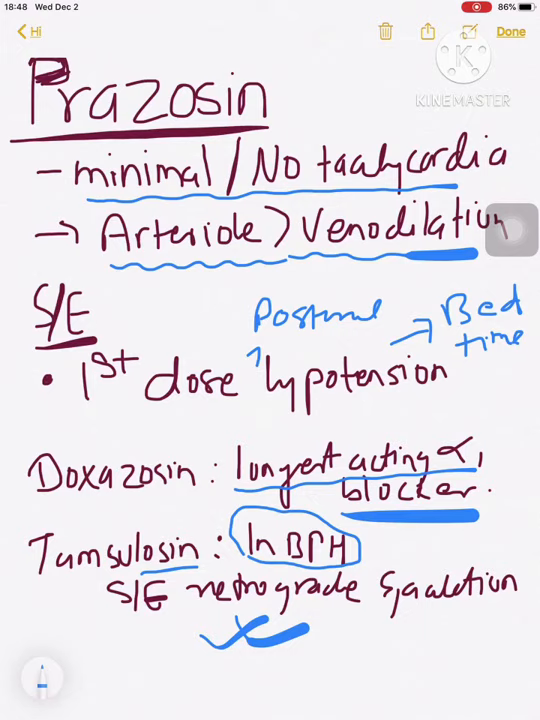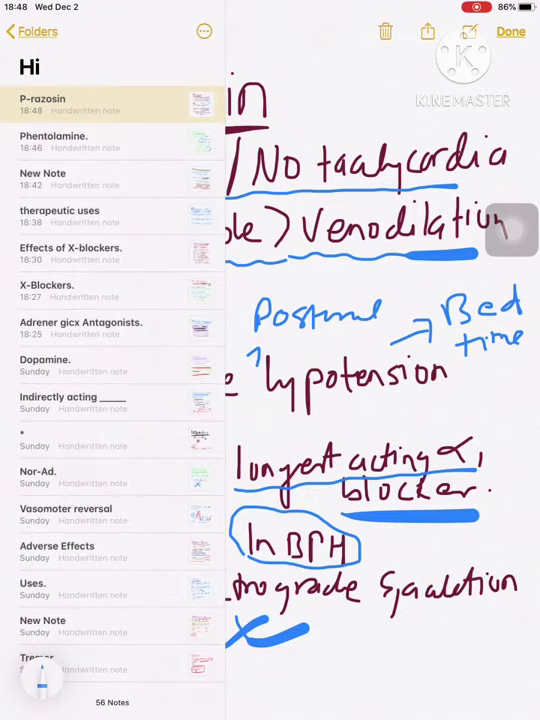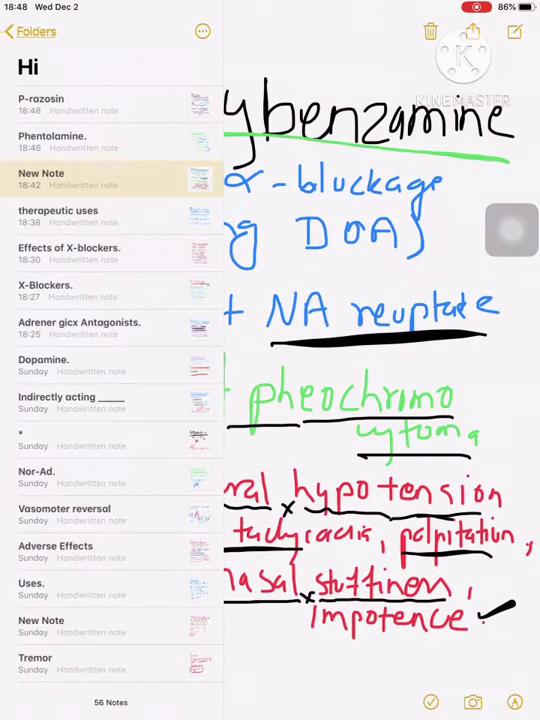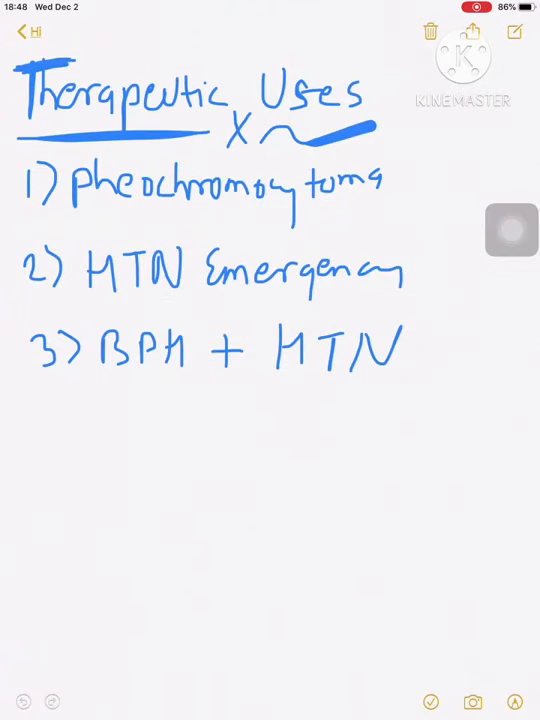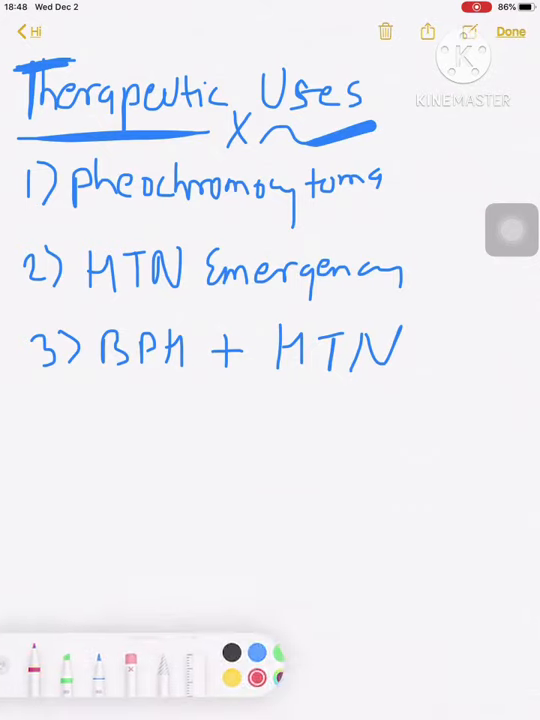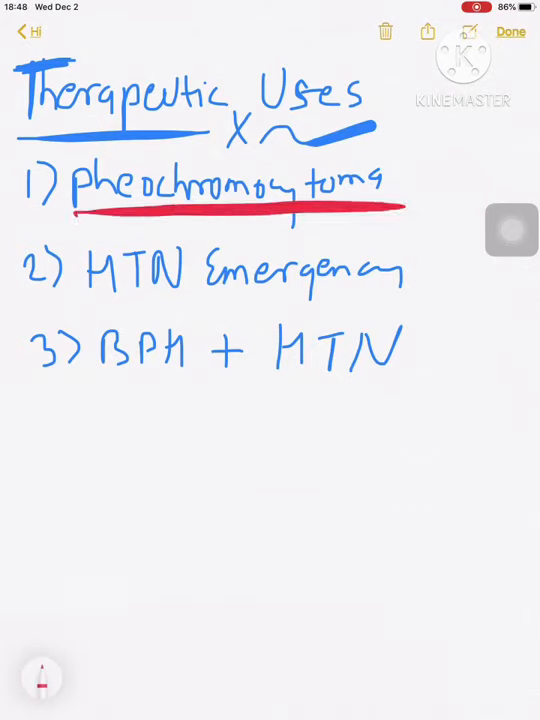Now we'll discuss some therapeutic uses. What are the therapeutic uses? These drugs, mainly phenoxybenzamine and phentolamine, are used in the treatment of pheochromocytoma. Why? Because phenoxybenzamine controls the blood pressure and also restores the blood volume.